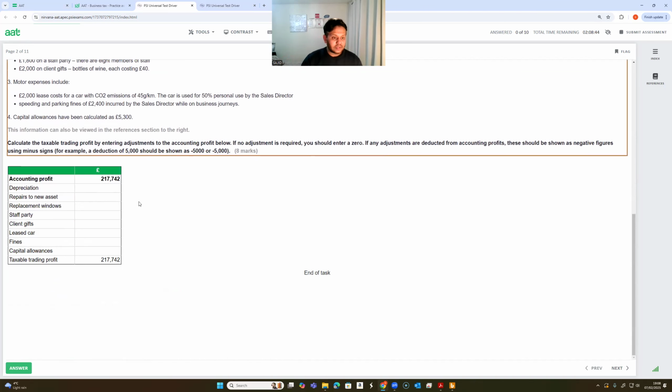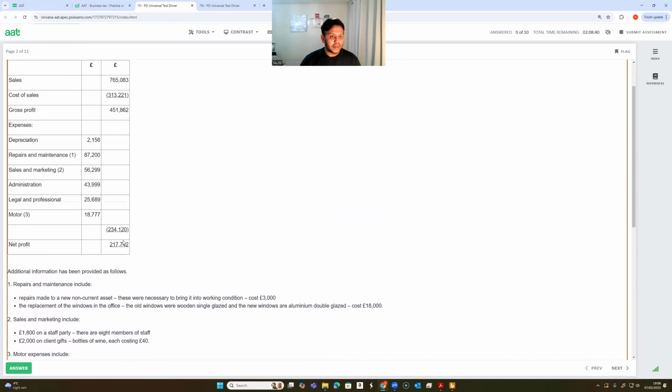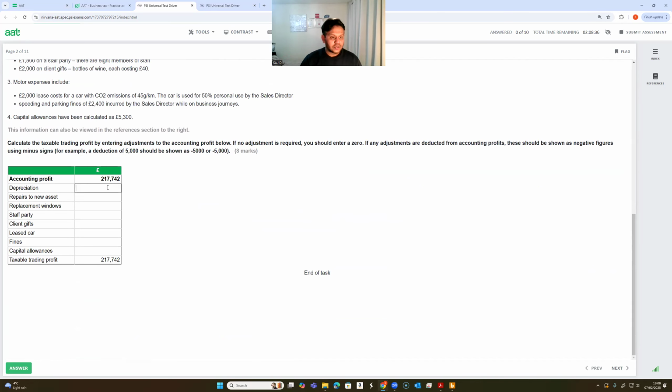All right, let's have a look and complete this one quickly. The first one, as I said, we have to add back the depreciation. Depreciation is 2,156. So this will be our first one, 2,156 depreciation. The next one is a repair to the new asset.